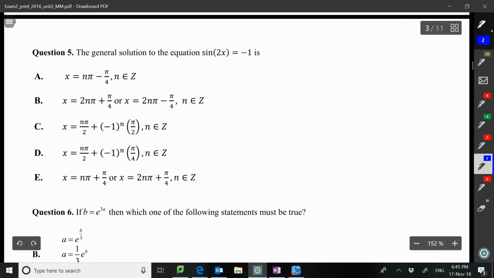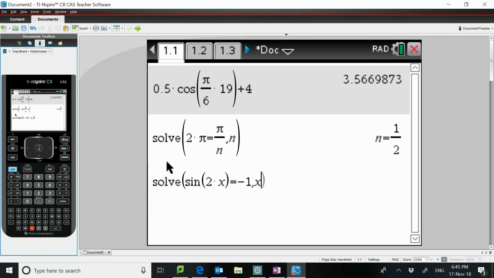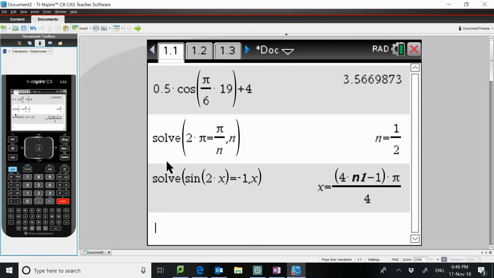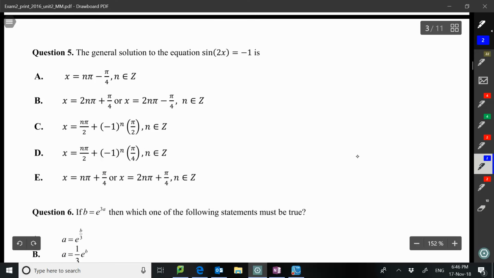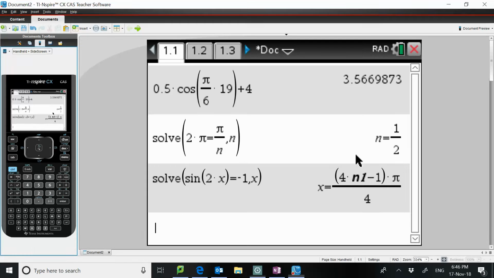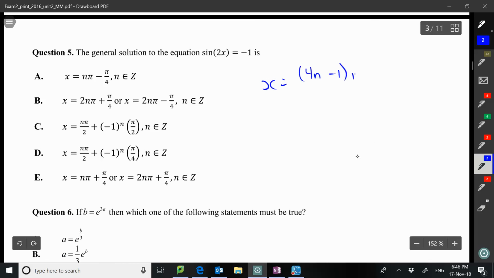General solution. You can technically type this in your calculator, it should come up, but let's try this. You're trying to solve sine of 2 times x is equal to negative 1, comma, and you're trying to find x. Now, if you don't give it a domain, it will give you a general solution. If you give it a domain, it will solve within that domain. So if I press enter, you see that n1? The n1 is your n, you know, n is an element of z. So if I write it out, x is equal to 4n minus 1 times pi over 4. Now, do I see it there? I don't, so I'm going to split up the fraction and multiply pi, that gives you 4n pi minus pi on 4. I split up the fraction, and the 4s cancel out, so I really have n pi minus pi on 4.